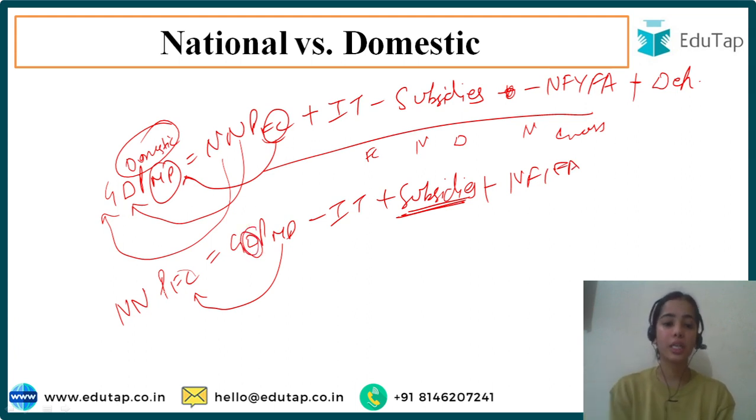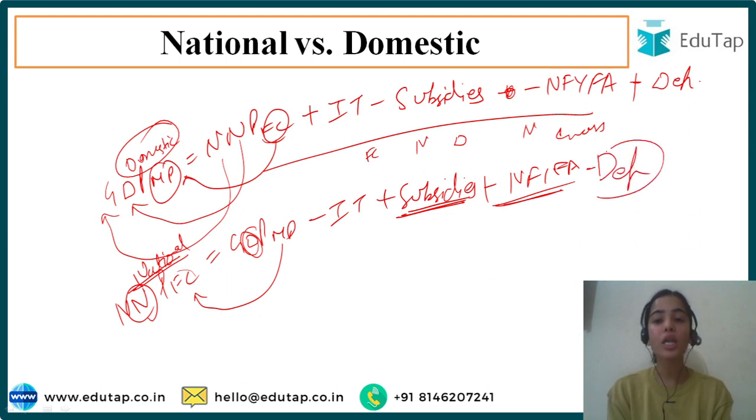What the citizens are earning. But in the national, we need to understand how much we have produced, how much we have earned from outside, how much our citizens, how much our factors of production have earned from outside. So that is what net factor income from abroad we are adding, minus depreciation, that is how much we have lost because of the wear and tear in the capital, wear and tear in the machinery.